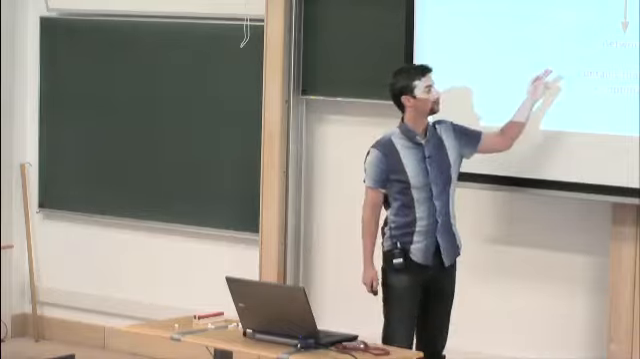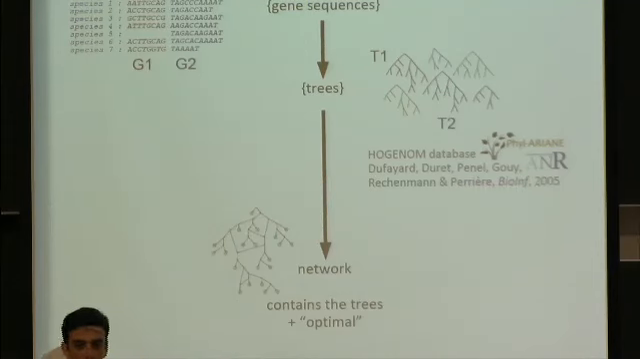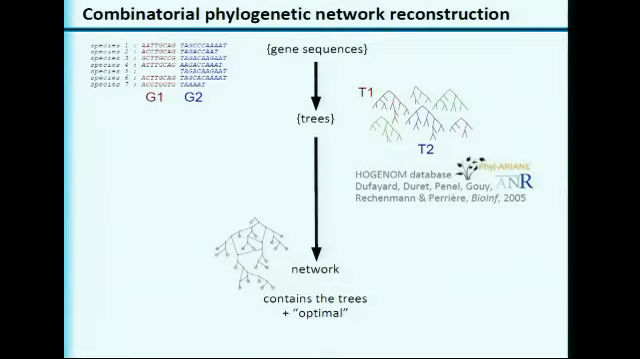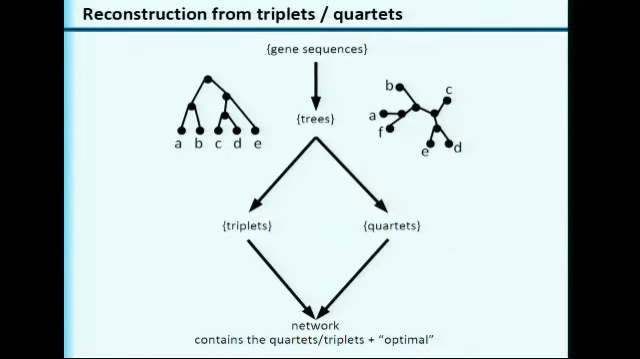So this network should contain the trees and should be optimal in some sense. So either minimize the level of the network, or minimize the number of reticulations, the nodes with two parents. The problem is if you want to minimize, for example, the number of reticulations, it's already NP-complete for two rooted trees, whereas here we are facing databases with lots of trees and lots of species.